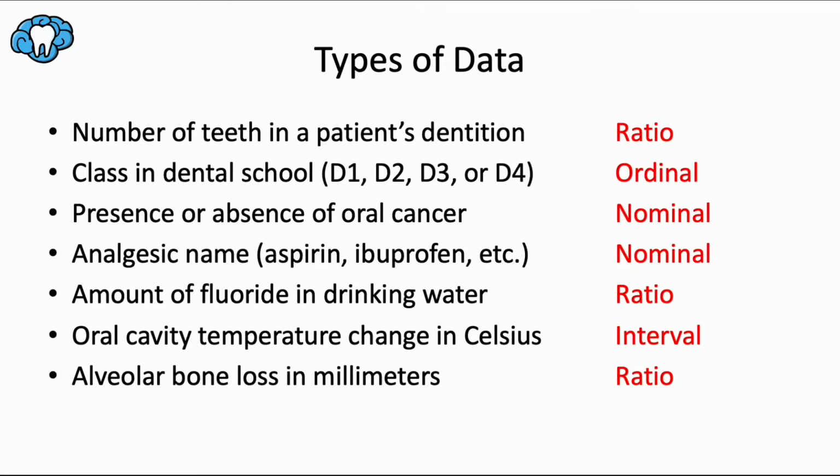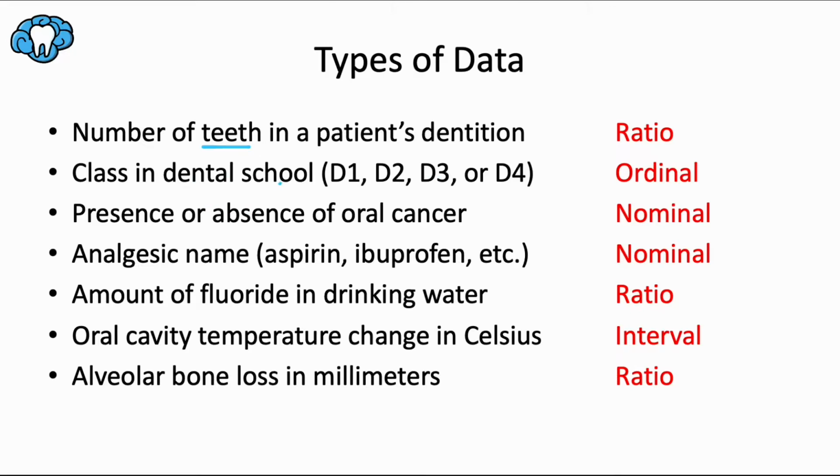So let's review this exercise. The first one, number of teeth in a patient's dentition, is a ratio variable because it represents a count of teeth that can be measured, and it has a true 0 point. Having 0 teeth means no teeth at all, and you can't have less than 0 teeth.